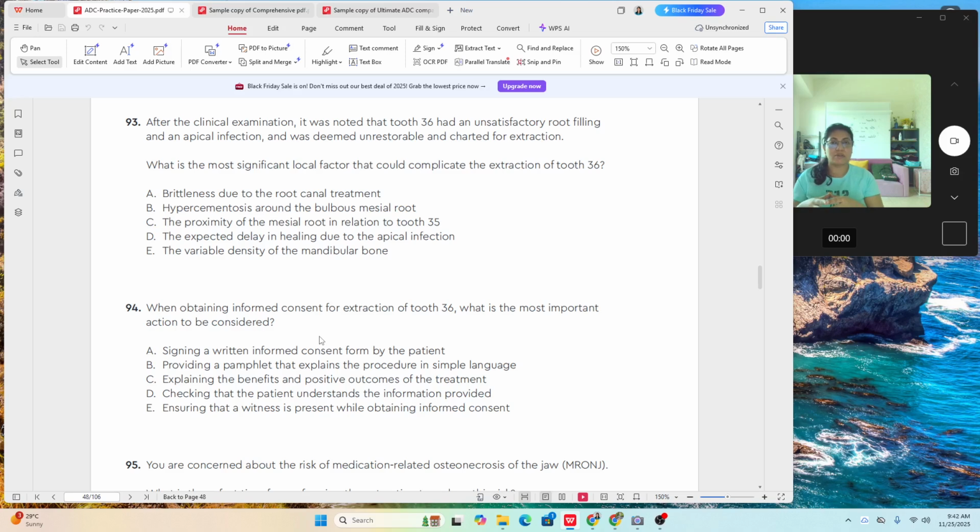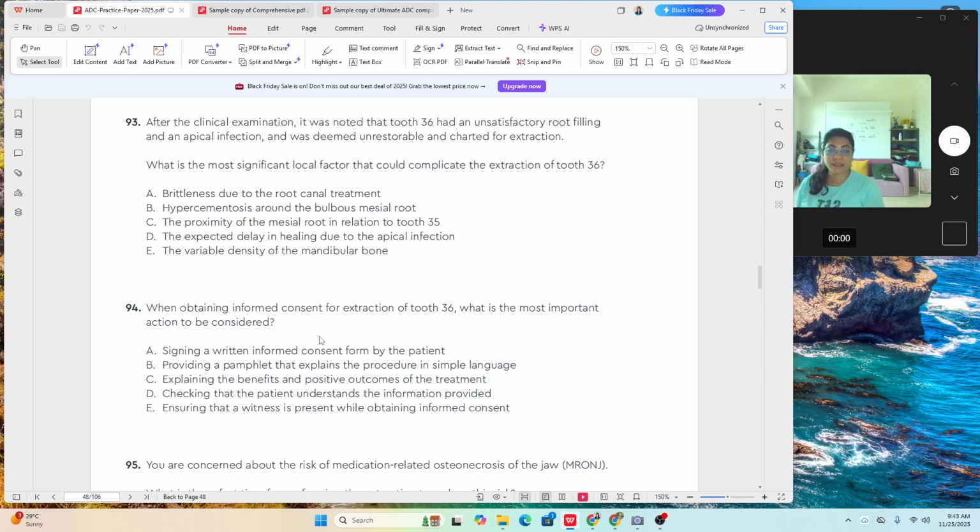Don't be in a rush. Take 10 minutes, even though your procedure may require just 5 minutes, take 10 minutes for the patient to understand what you're about to do and what he's signing for. So the answer here is checking that the patient understands the information provided, not any other thing. Signing a written consent without the patient understanding is not your goal.